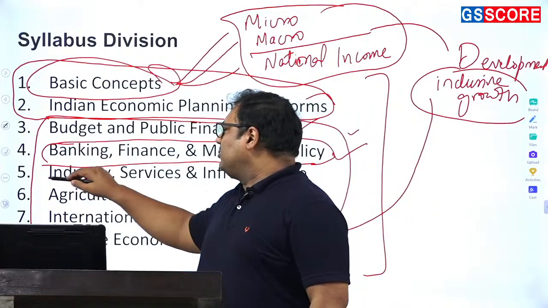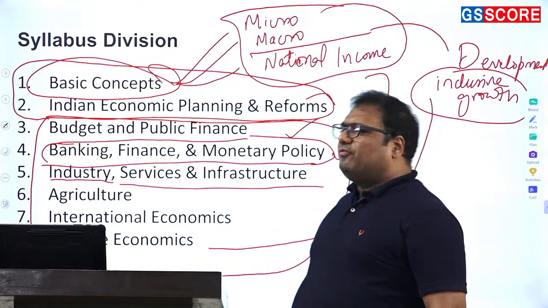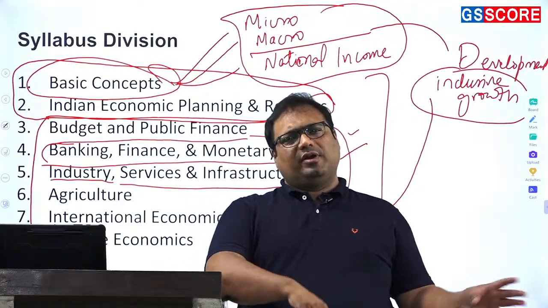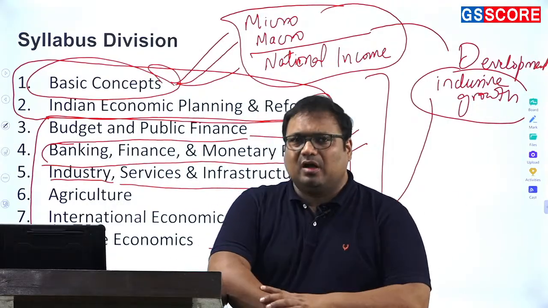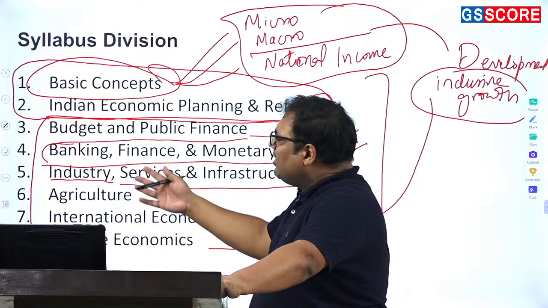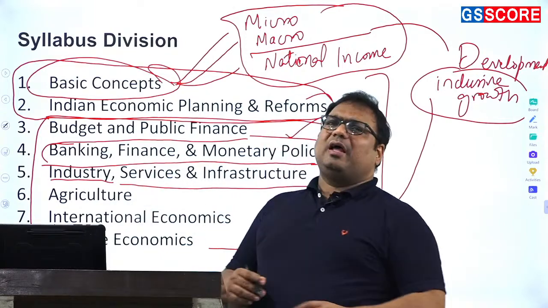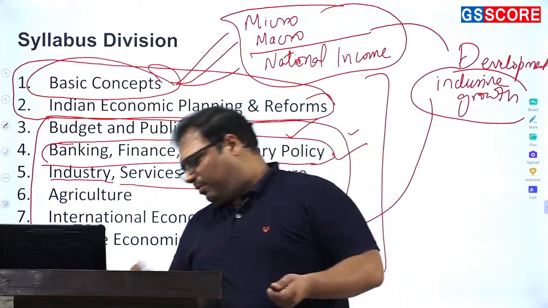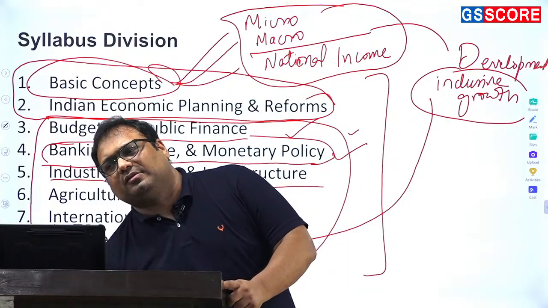Similarly, industry, services, infrastructure, every year there are 2 questions on average on these topics. And relevant topic, you can divide it into multiple themes. For example, MSME can be one of your theme, micro, small and medium enterprises.